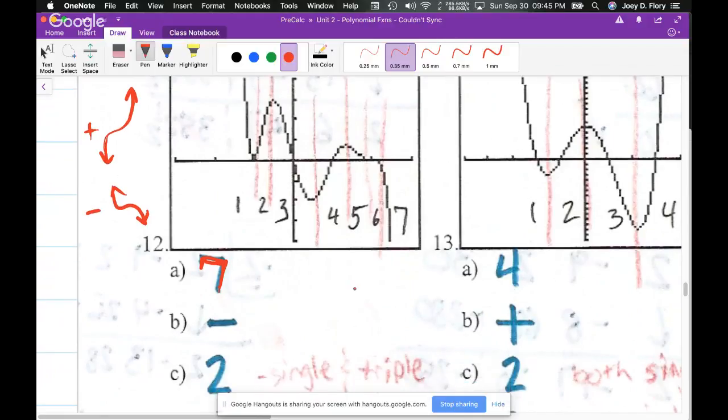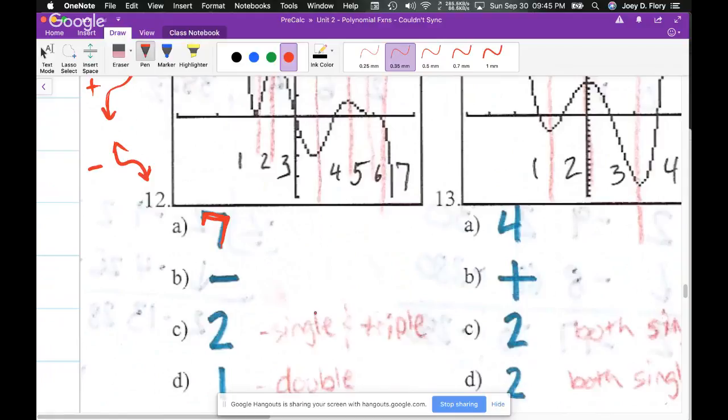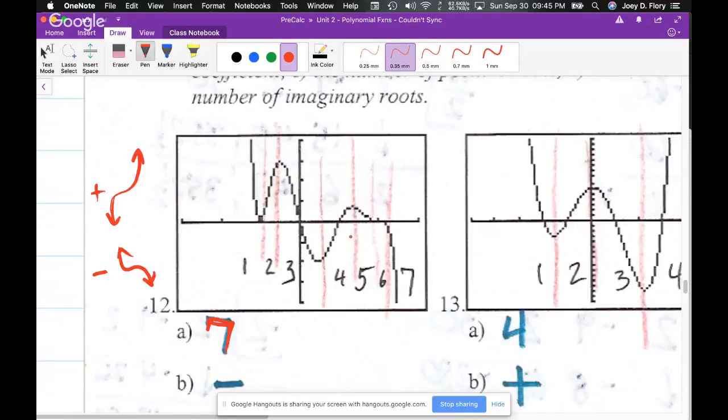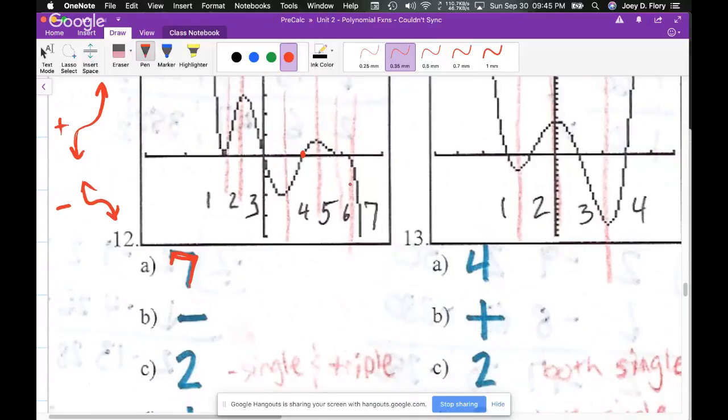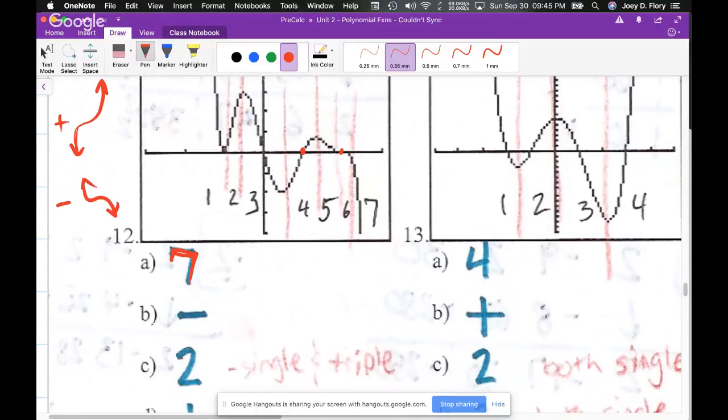Okay, part C, what do they ask for? The number of positive roots. So we can just look at that and say, well, this is a positive root here. There's 1. And this guy here, remember, this was a triple. So we really just have 2 positive roots. But one of them counts for 1. It's a single, but the other one counts for 3 of our 7 total roots because it's a triple root. It has a multiplicity of 3.